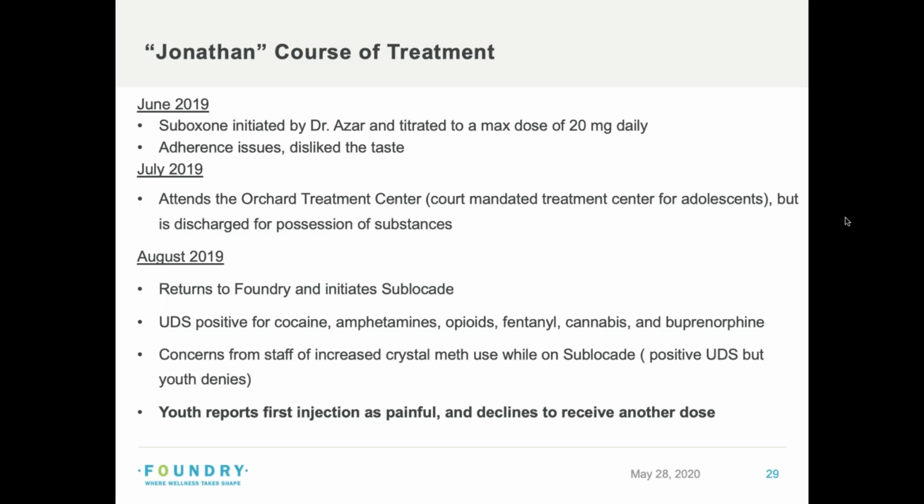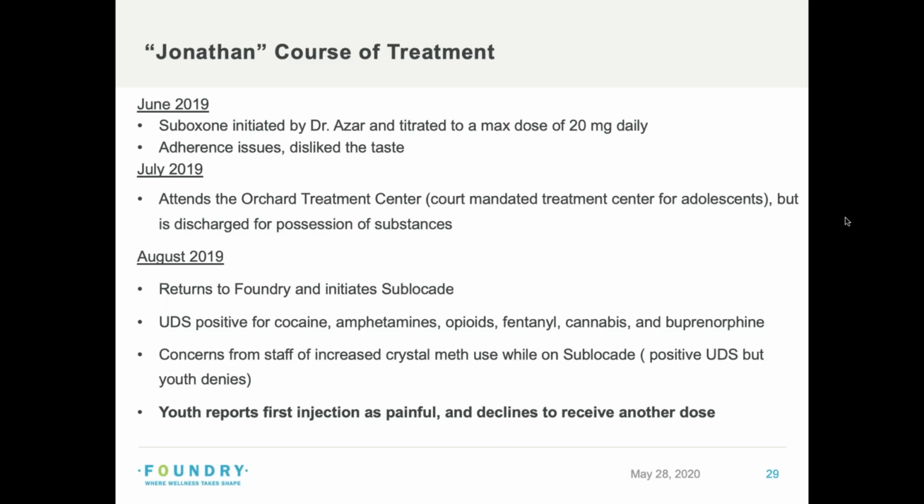In July 2019, he was mandated to go to the Orchard Treatment Center, which is not the one on the island. This one is a court-mandated treatment center for adolescents, but he was discharged for possession of substances. So in August, he came back to the Foundry and initiated Sublocade. At that point, his urine was positive for stimulants, opioids, including fentanyl, cannabis, and buprenorphine. And there were concerns that while he was on Sublocade, he was beginning to use more crystal meth, which he denied, but the urines were positive.